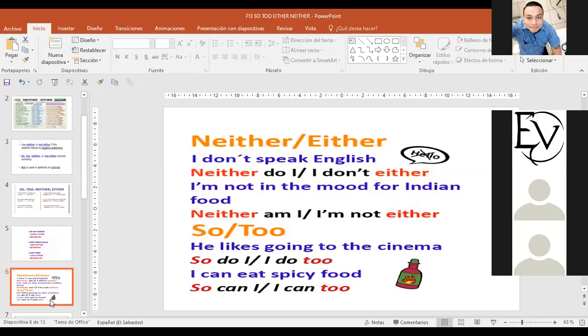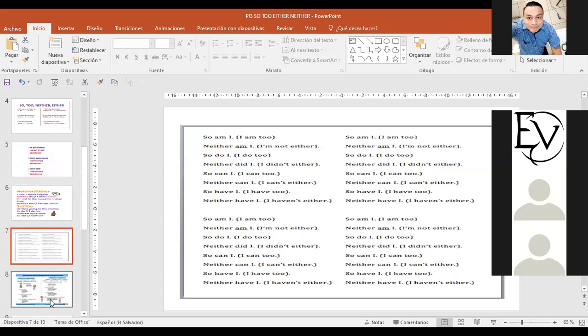And so and too is to support affirmative sentences. For example, he likes going to the cinema. You can say, so do I. I do too. I can eat spicy food. So can I. I can too. Okay? So those are other examples.